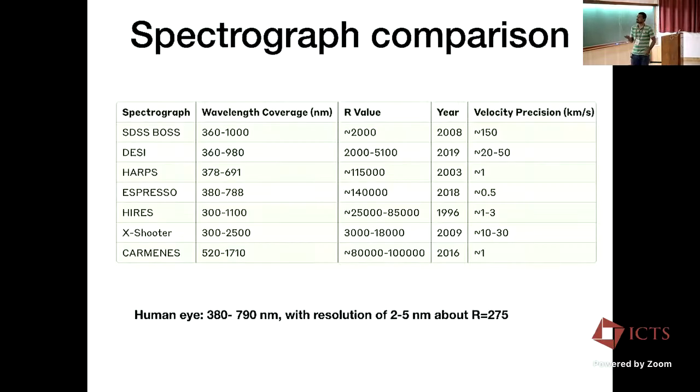All right, so this is the same thing, but in terms of a table. I've already told you all the numbers, but now I am also showing the coverage in terms of the wavelength, the R value, and roughly the years when these instruments started observing, and comparing that to the rough number for the human eye, 2 to 5 nanometers. One of the key differences is that the human eye also does spectroscopy at each pixel rather than only at certain locations.